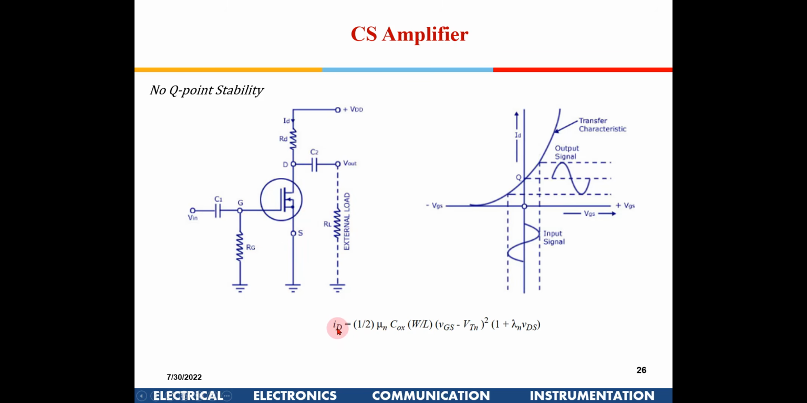If you see here, ID is the square of VGS minus VTS. So this bias voltage becomes very, very immune to VDD variations, because in a circuit you have to cater for those VDD variations also. So this biasing stability is not there in particular for the CS amplifier, so we need to modify this circuit a bit.